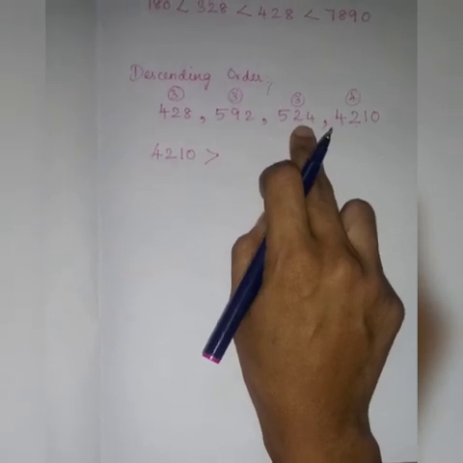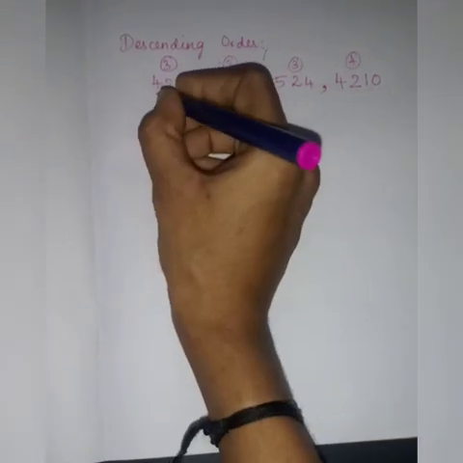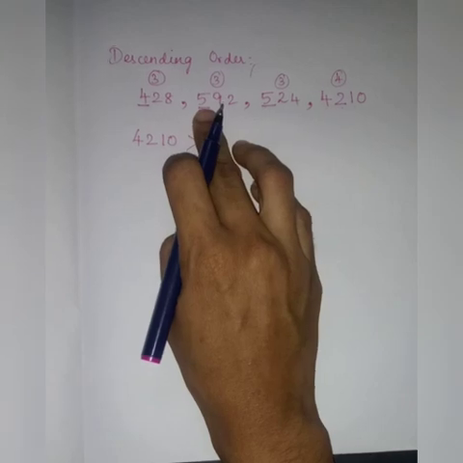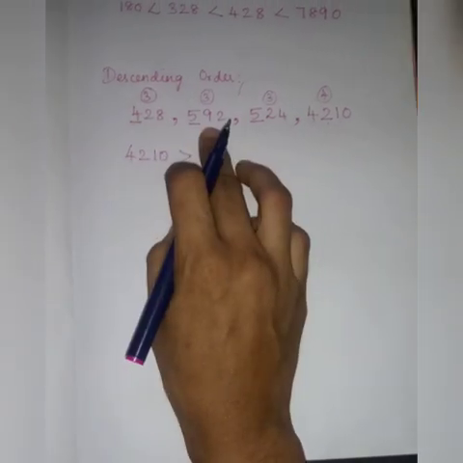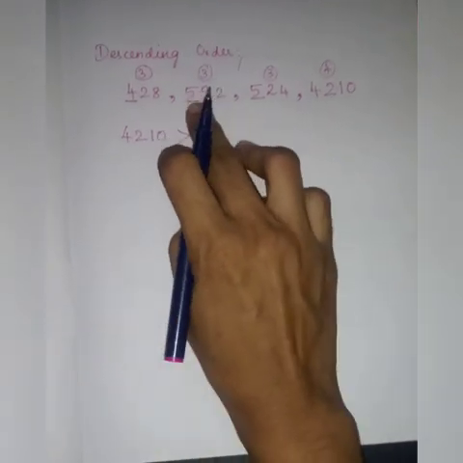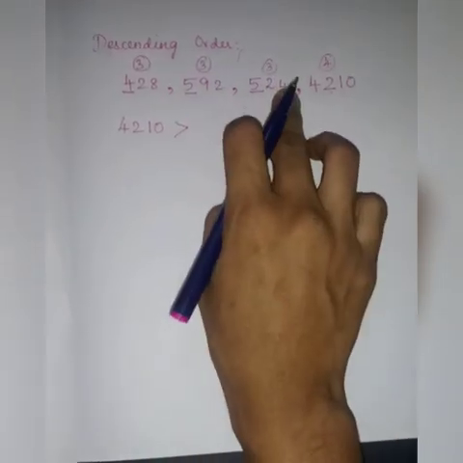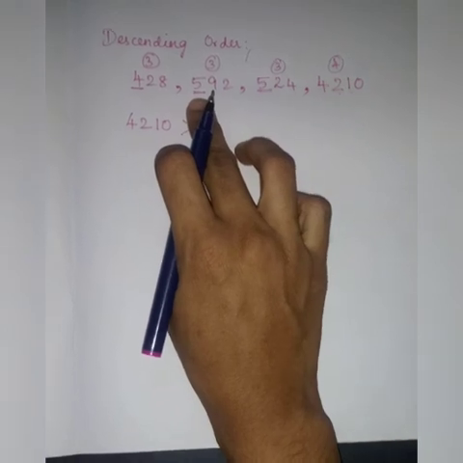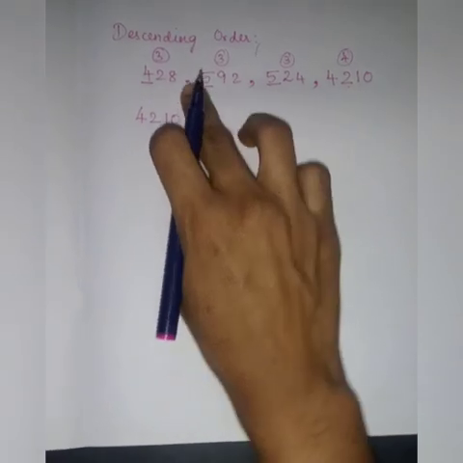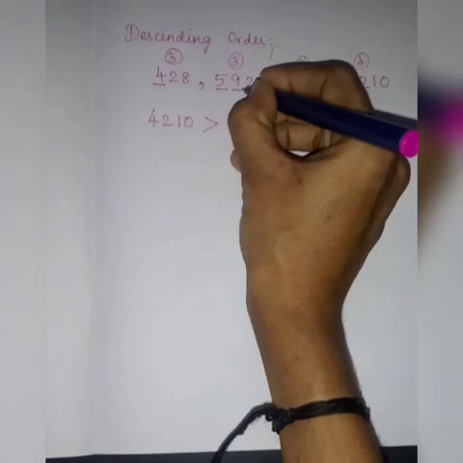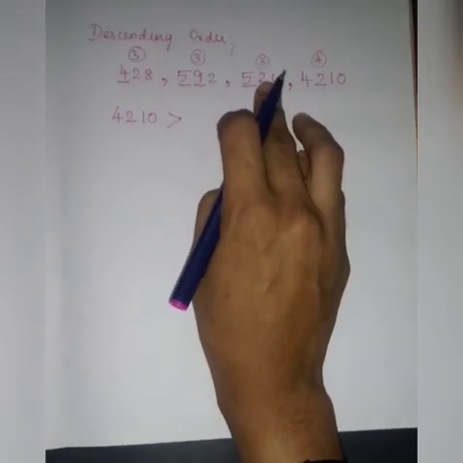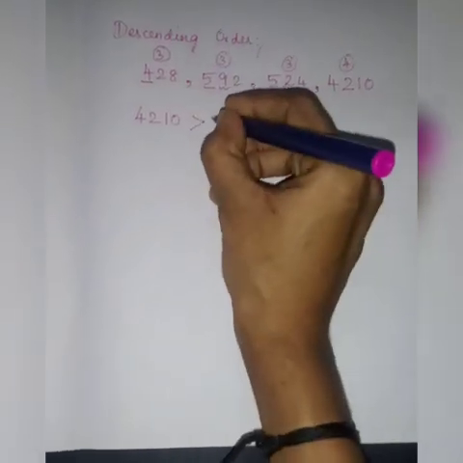Right. What I told you: if all the numbers have the same number of digits, you will compare from the left side. Here 4, here 5, here 5. So is 4 greater or 5 greater? 5. But two numbers have the digit 5. So what I told you: if they have the same digit on the left side, you go to the next digit. So I am going to compare this digit. Is 9 greater or 2 greater? 9. So obviously 592 is next greater.